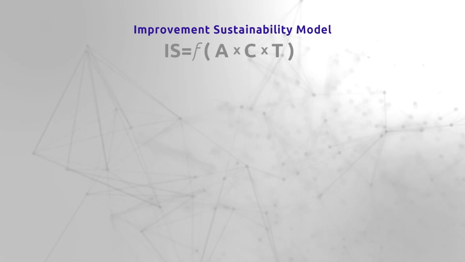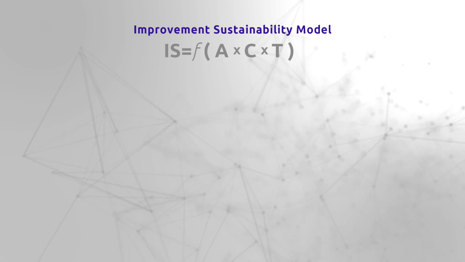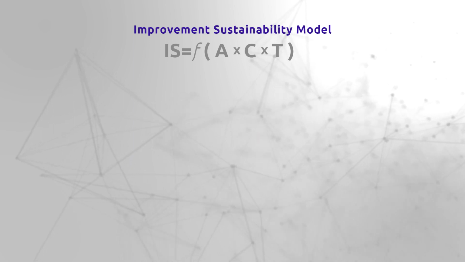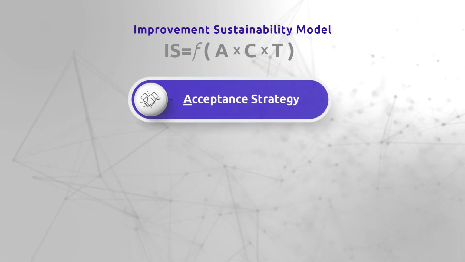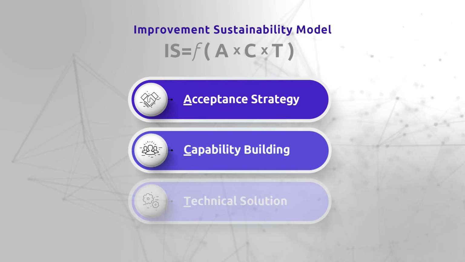So look, the fact model was developed over many years of actually being in business. Many people asked us, what do you do? Why do you, what do you do in the business that you work in? And we pulled together this model, the fact model, which is: improving sustainability is a function of the acceptance multiplied by the capability multiplied by the technical solution. So it actually tells you a bit of a story about how we work.